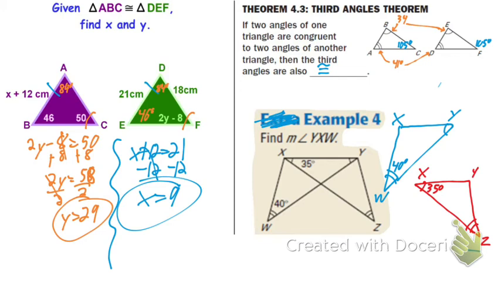So we want to find the measure of angle YXW. Okay, well we know these 2 angles are congruent, right? We do. Yes. 2 arcs, 2 arcs. So what's the measure of this angle? 40 degrees. Okay, so we know this measure is 40 degrees.